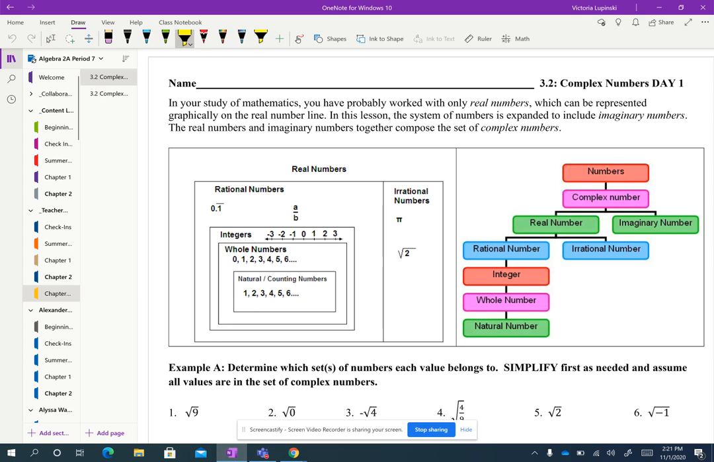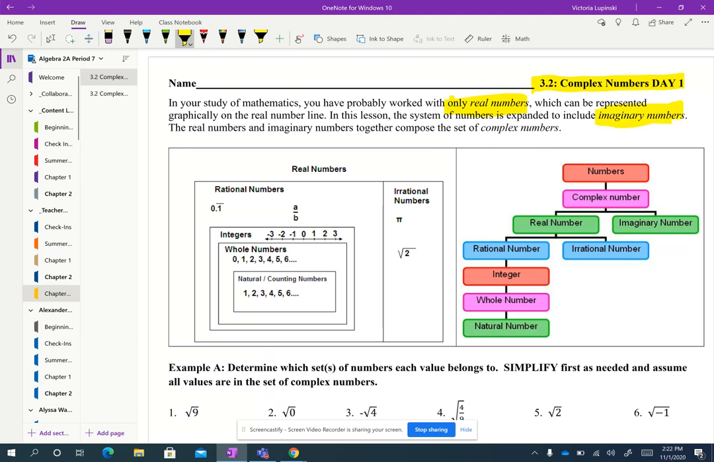All right, welcome everybody. Today we're going to talk about section 3.2, and we're going to introduce ourselves to a whole new different set of numbers called the complex numbers. It's possible that at this point you have only ever been asked to deal with real numbers, which are things that can be represented on the real number line. Today, we're going to extend our knowledge of the system of numbers to include imaginary numbers.